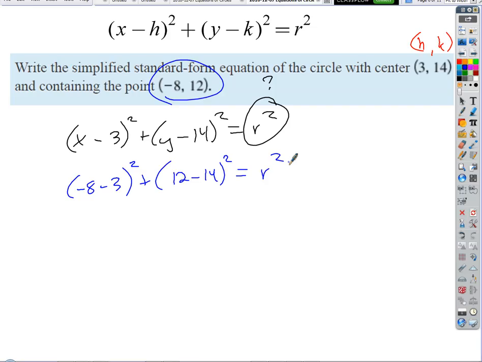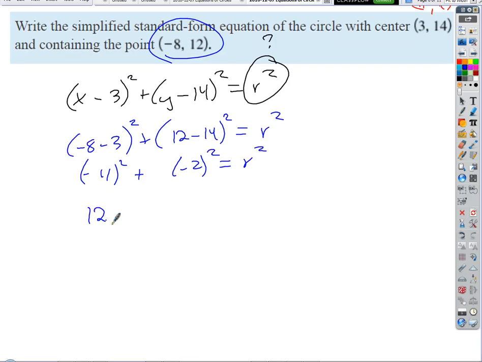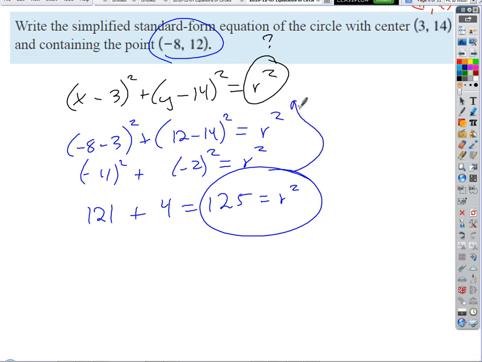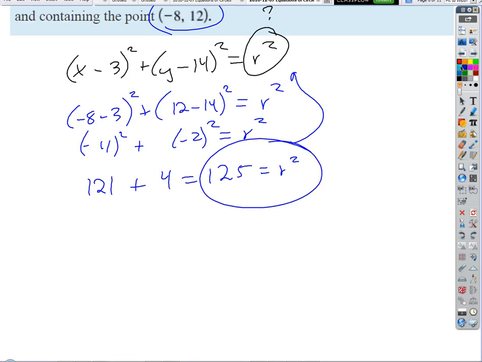Well, this is just -11 squared plus 12 minus 14, which is -2, squared. And what is that stuff? Well, that's 121 plus 4 equals 125. So all I've got to do is plug in 125 right there, and I'm done. My answer would just look like x minus h, which is 3, so x minus 3 squared plus y minus k, which is 14, squared equals r squared, which is 125.